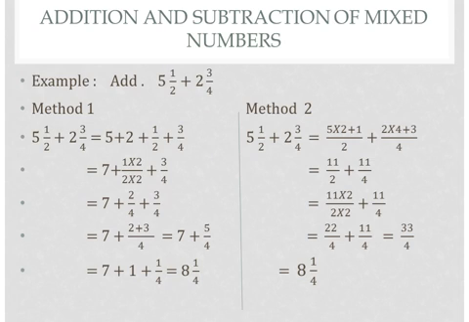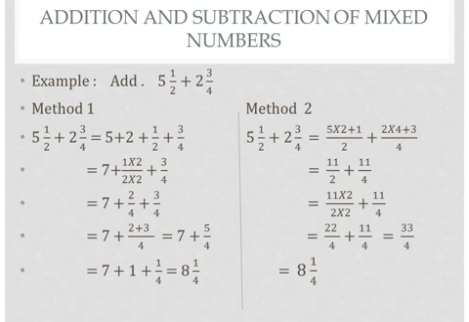Addition and subtraction of mixed numbers. Add 5 1/2 plus 2 3/4. There are two methods. In the first method, 5 1/2 plus 2 3/4, 5 and 2 are the whole numbers. So first you add the whole numbers 5 plus 2, and then you write 1/2 plus 3/4. Now the denominators are 2 and 4, so you convert the denominators into equivalents by the LCM method.